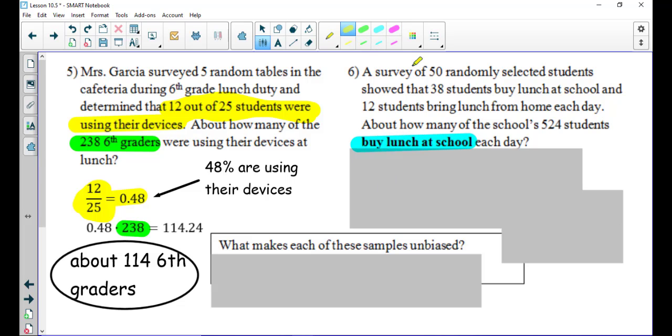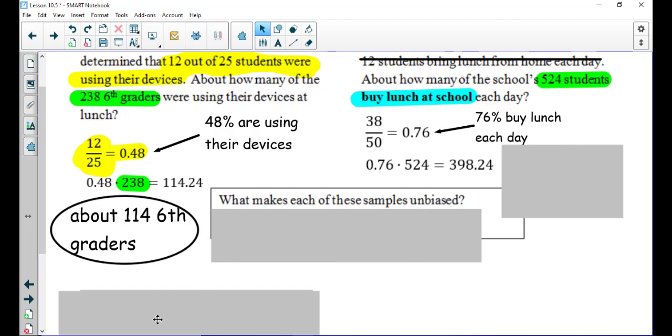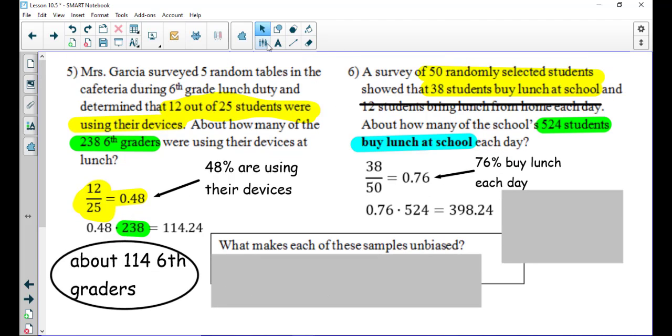So my sample is 38 students who buy lunch at school out of 50 that were randomly selected. So I'm just going to cross off this 12 students bring lunch from home each day because that's not what I'm looking at here. It's some extra or extraneous information. My population size is 524 students. So let me go ahead and pull this down. I did my sample, which was 38 out of 50 who buy lunch at school.